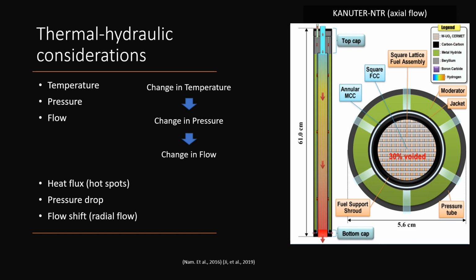The image presented is of a single fuel rod taken from a Korean NTR known as the Kanuta LEU NTR. It's an axial flow design, so the hydrogen runs the length of the fuel rod. And in order to combat the issues of heat flux and pressure drop, they've incorporated a square lattice geometry throughout the length of that fuel rod.